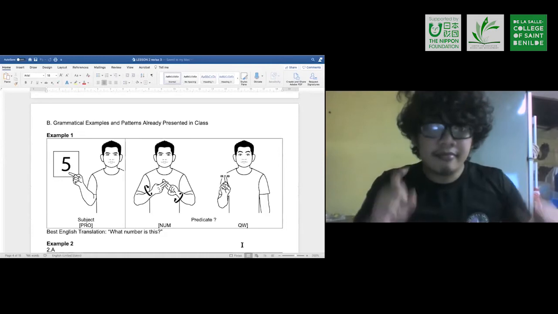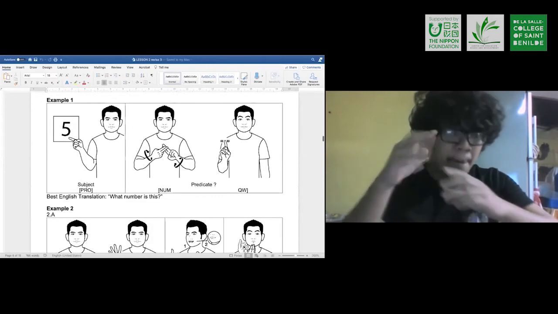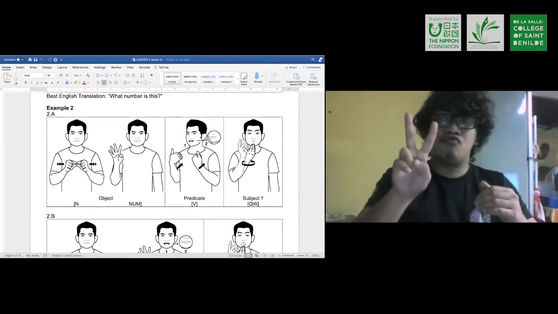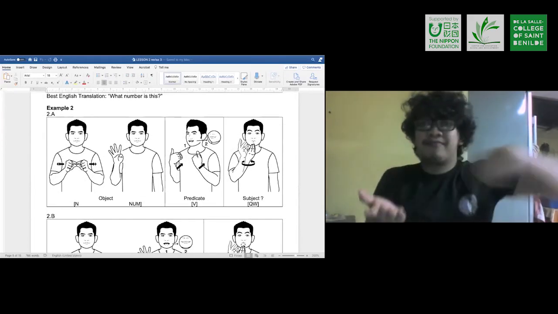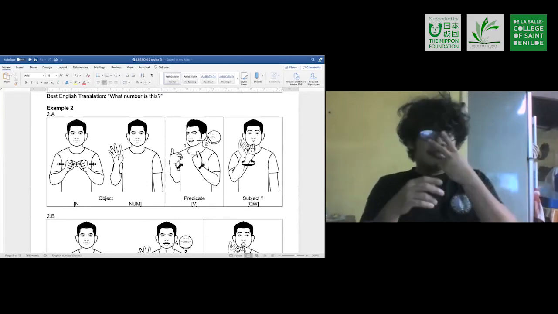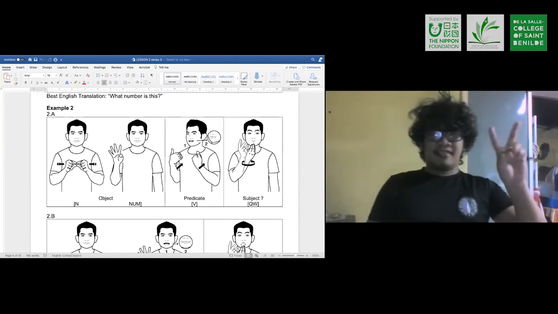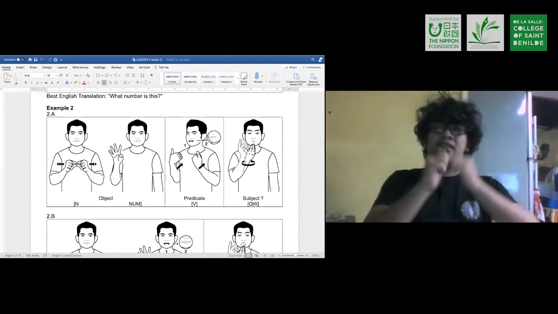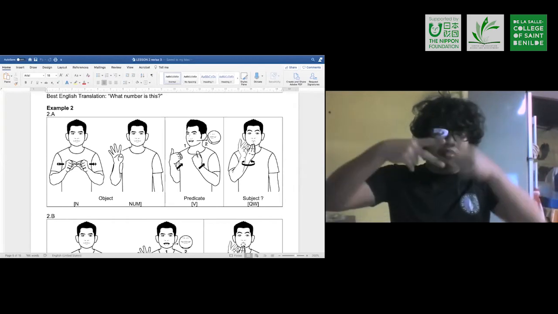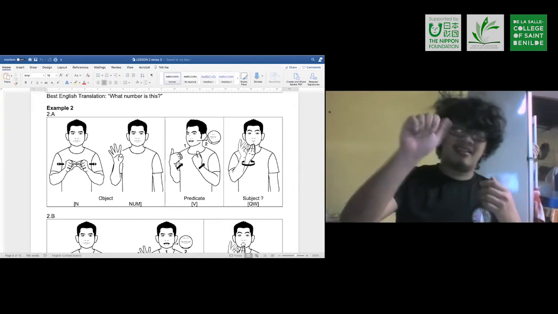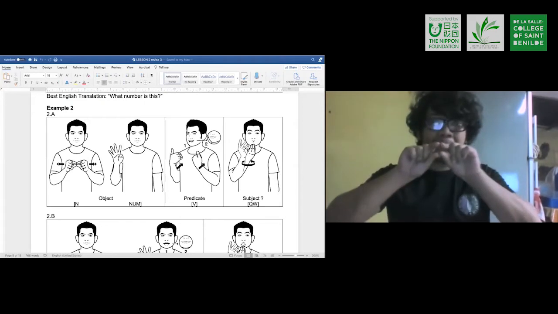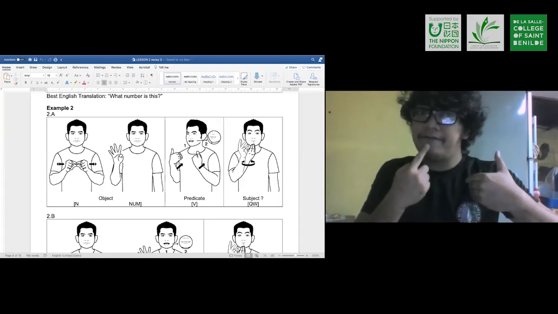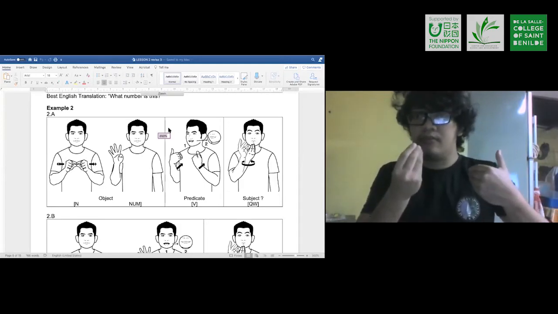So example number 1, subject, predicate. 2 numbers. So we voted to show it 2 ways, A and B, because there's a variant. Okay. And that's why we decided to show those 2 examples.